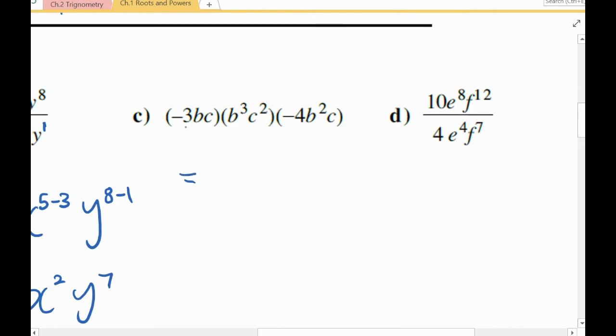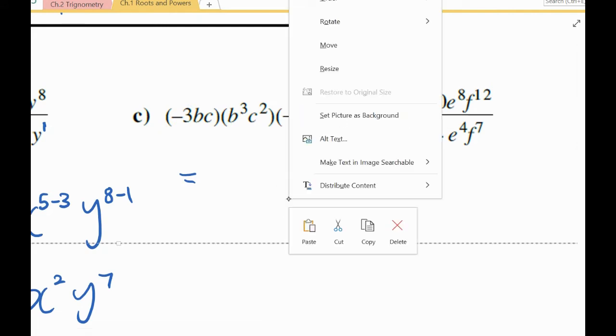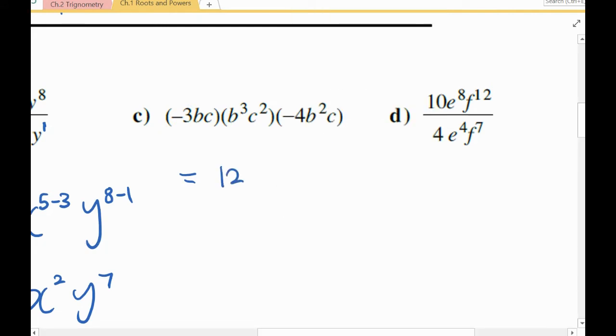C. I have negative 3 and 1 hiding here and negative 4. So multiply them, becomes positive 12. And I have 1, 1, 1. Remember, if there's no exponent, there is always hidden 1. So b to the power of 1 plus 3 plus 2. And c to the power of 1, 2, and 1.